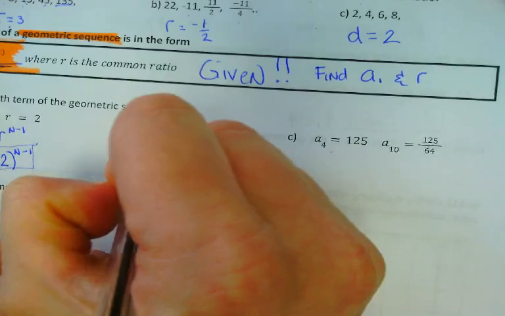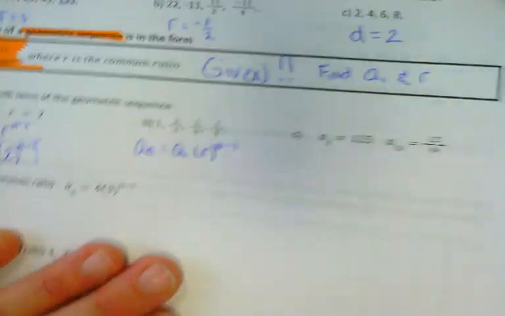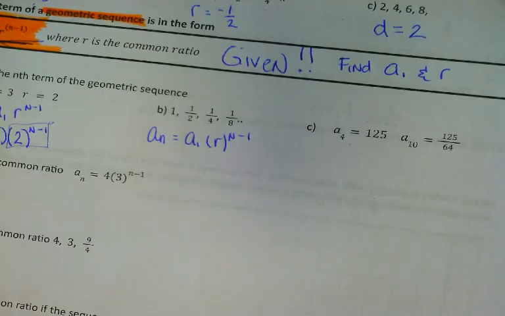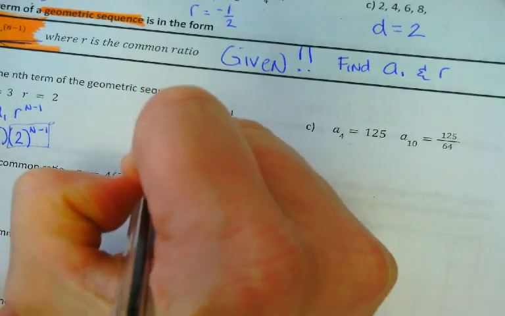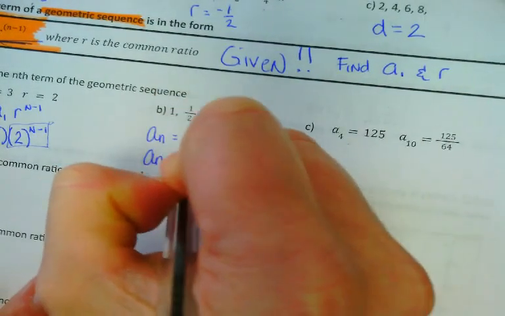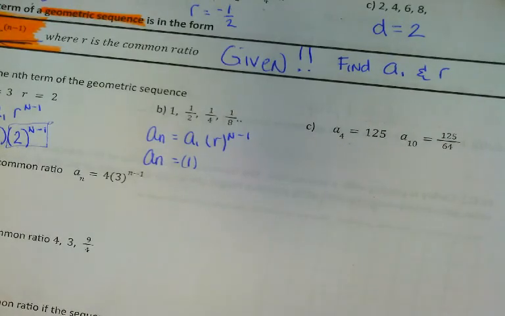A sub n equals a sub 1 r to the n minus 1. A sub 1 just represents the what term? First term. What's a sub 1? 1. So I'm going to plug in my 1. Okay, now I need the ratio. They told me it's geometric. There has to be a ratio.